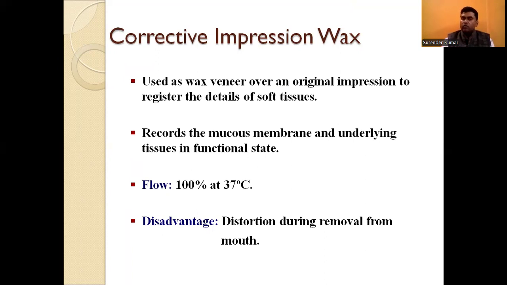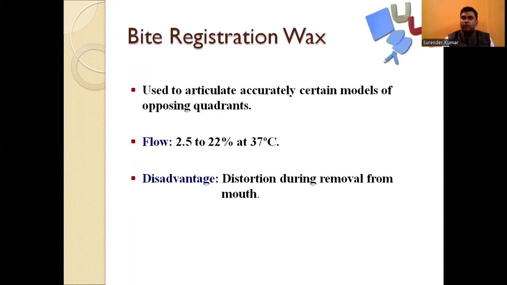They record the mucous membrane and underlying tissues in functional state, and their flow is 100% at 37 degrees. So this is also a disadvantage because during removal there are chances of distortion. Coming to the bite registration work, they are used to articulate accurately certain models of the opposing quadrants. Their flow can be 2.5 to 22% at mouth temperature, but again the same disadvantage, that there is distortion while removing.